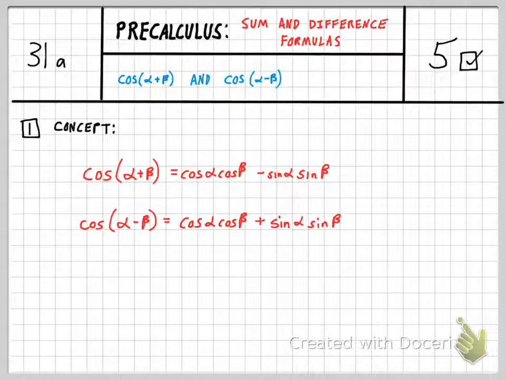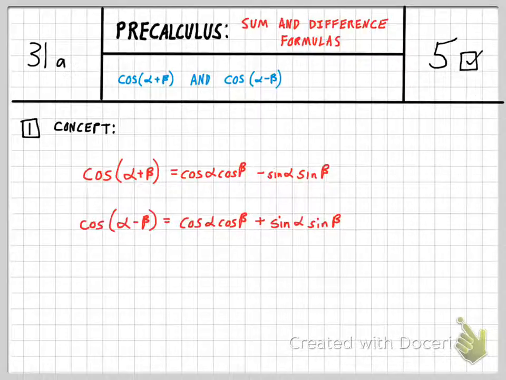We're going to be looking at some new trig identities that involve the cosine of a sum or the cosine of a difference of two angles. As we talked about in class, you will not have to memorize these formulas, but you are going to have to be able to recognize and use them in an appropriate problem.